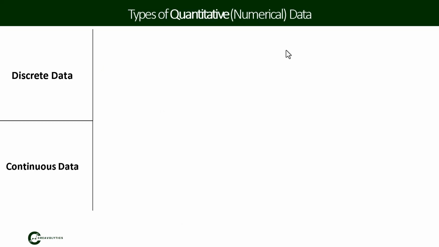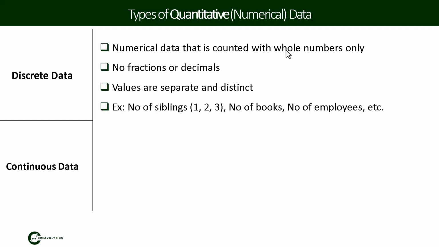Now that we understand quantitative data as numerical data, we can break it even further. Just like there are two major types under qualitative data, we also have two major types of quantitative data, which includes discrete data and continuous data. So let's start with discrete data. Discrete data is numerical data that we can count using whole numbers. And remember that whole numbers do not allow fractions or decimals.